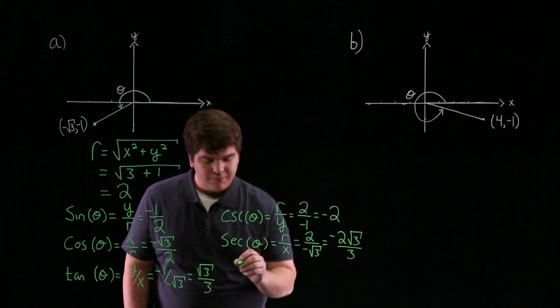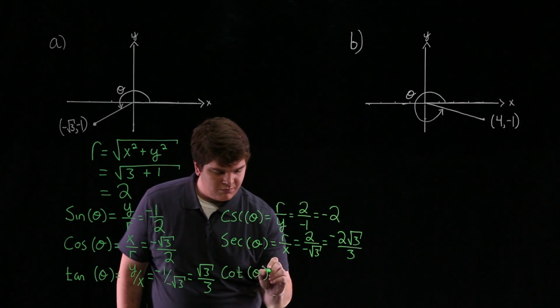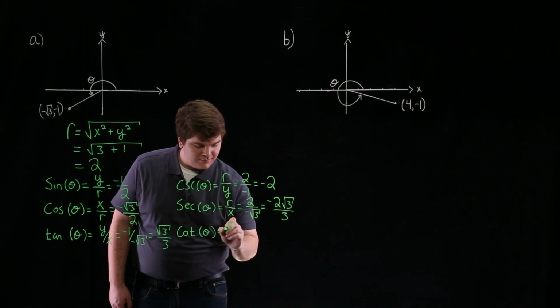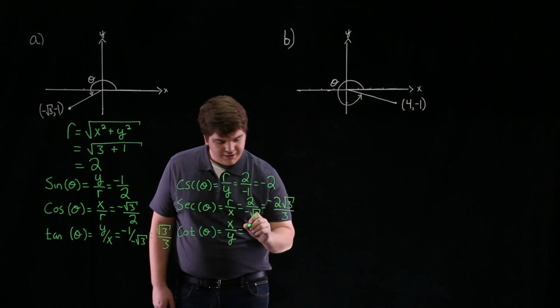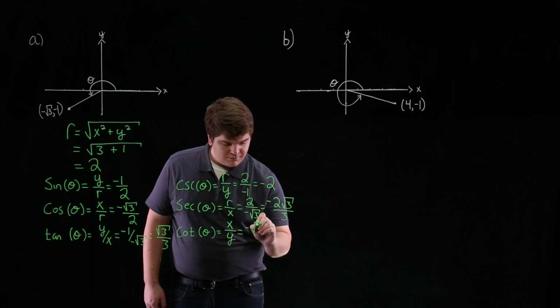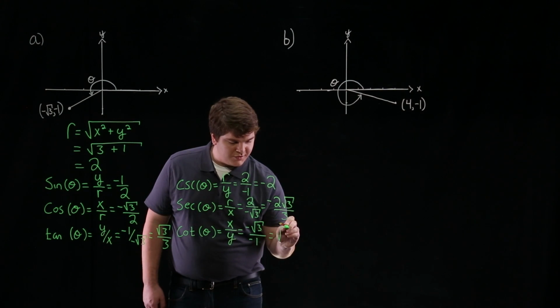And finally, cotangent of theta is equal to x divided by y, which is equal to negative square root of 3 divided by negative 1, which simplifies to the square root of 3.